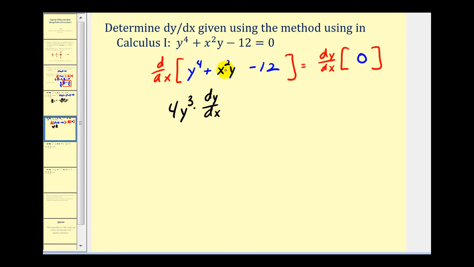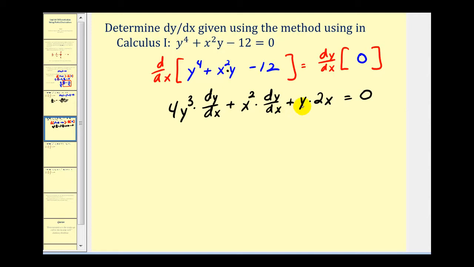Now here we're going to have to apply the product rule. So it would be plus the first, x squared, times the derivative of y, that would be 1 times dy/dx, plus the second, y, times the derivative of x squared, that would be 2x. The derivative of 12 would be 0, and the right side would also be 0.